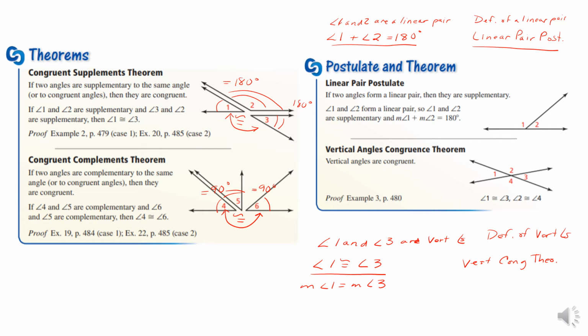And then if you had to prove that they were equal, then you would go on to say the definition of congruent angles, because congruent angles have the same measure. So since this one is a congruence theorem, you could only say this, but then you could go one more step to prove that they're equal. Okay?